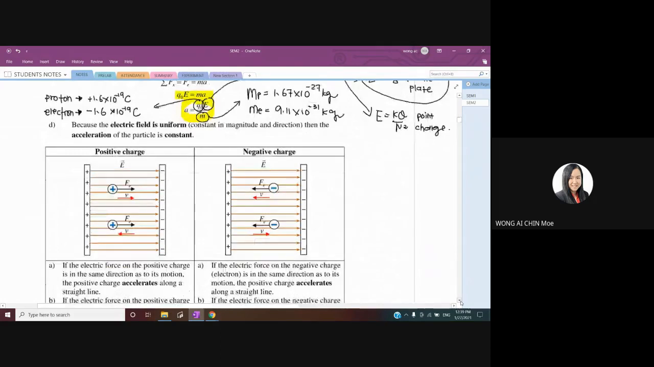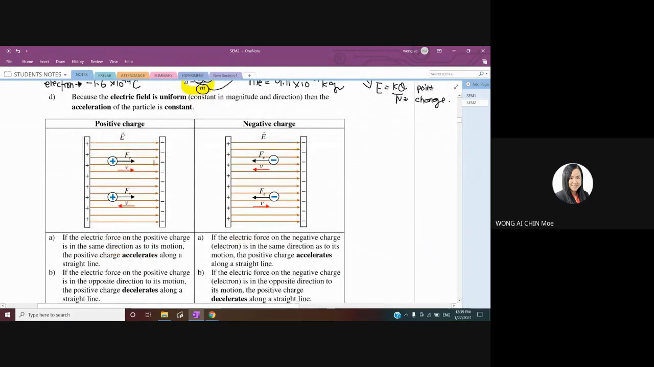If we refer to this positive charge, case number 1 is where the charge is initially moving. Before the power supply is on, it is moving to the right. When we turn on the power supply, what happens to this positive charge? It will attract to the negative plate, so it will also be pulled to the right. So that's why the charge, the first one, accelerates.